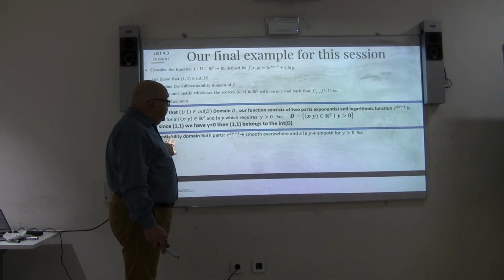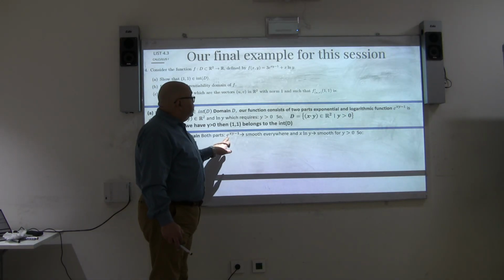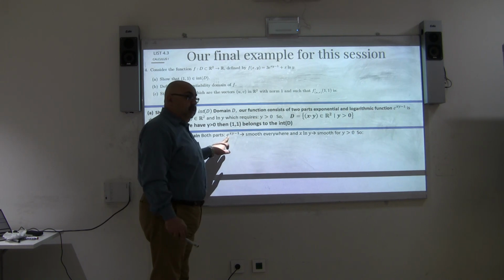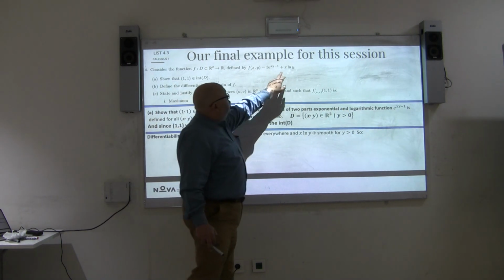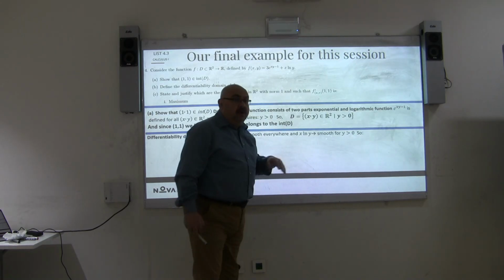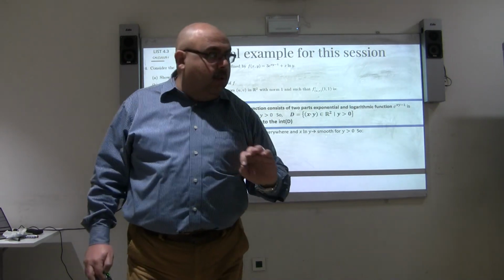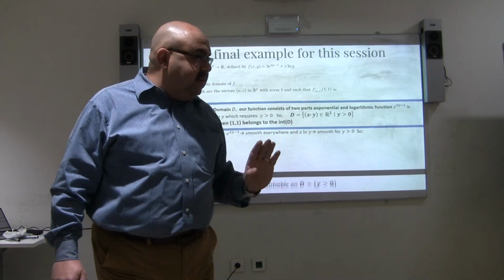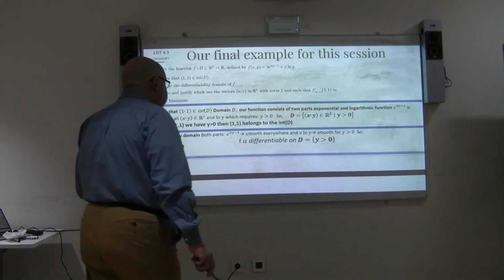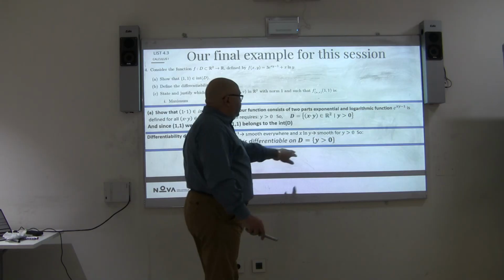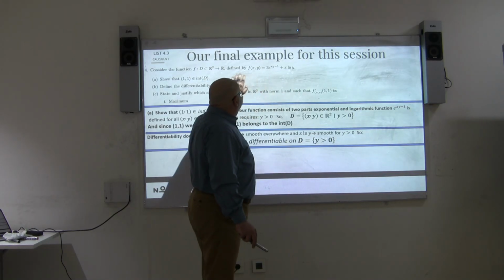The differentiability domain for the first part is smooth everywhere because it's an exponential function. The other function, x ln y, is also a smooth function since you are satisfying that y is greater than 0. So it is also differentiable with y greater than 0. So now for a and b, it's okay.